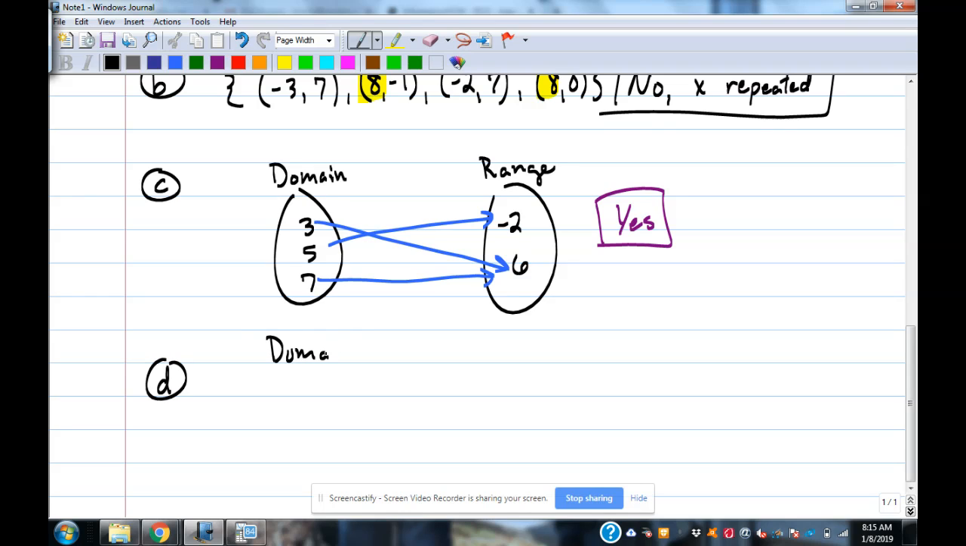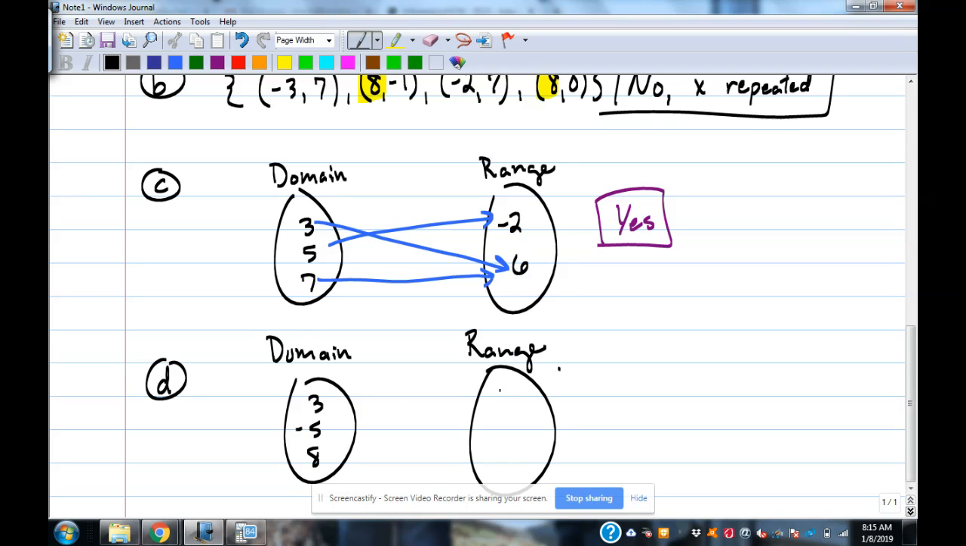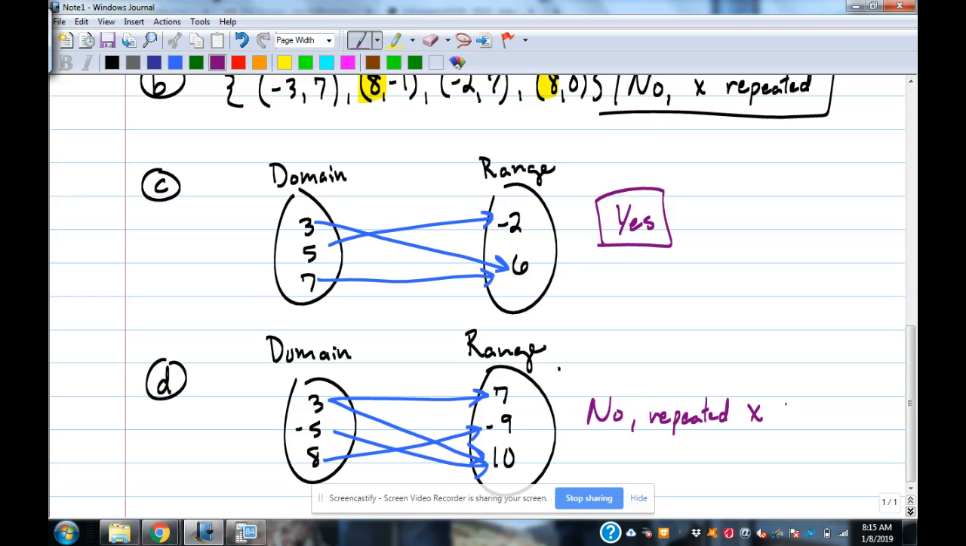Let's do another mapping. Three, -5, 8, 7, -9, 10. So we had 3 to 7, -5 to 10, 8 to -9, and then 3 also went to 10. Is that a function? No. Repeated X.